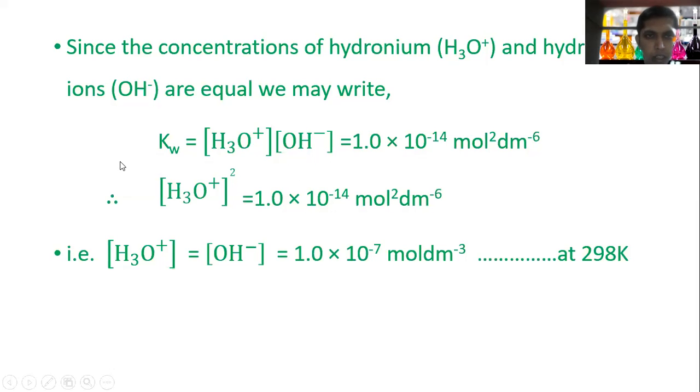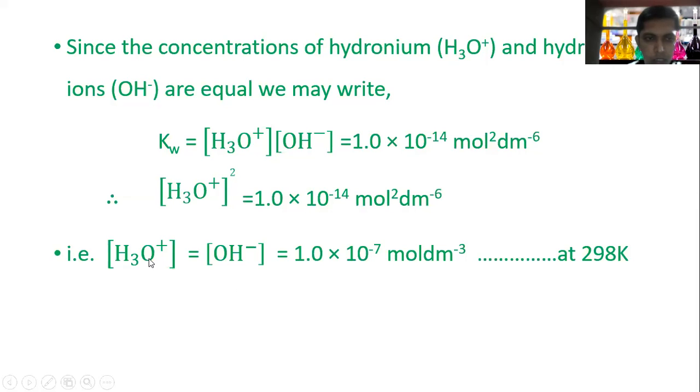Now this particular ionic product is constant at constant temperature, that is 298 Kelvin. And the concentration of H3O plus and OH minus will also be equal. So replacing OH minus concentration by H3O plus concentration, you will get H3O plus concentration square is equal to 1 into 10 raised to power minus 14 mole square dm raised to power minus 6. And hence, if you take the square root on both sides, you will find that H3O plus concentration is equal to 1 into 10 raised to power minus 7 mole per dm cube.